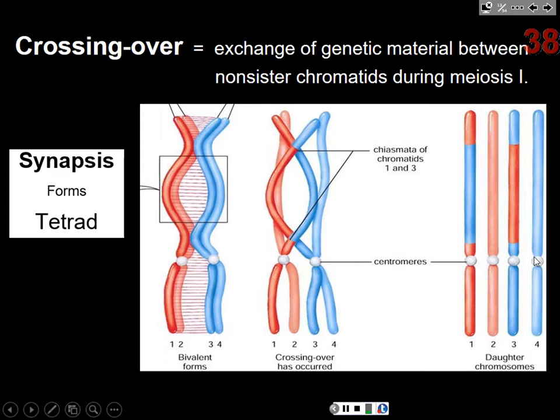So they come together, they synapse, and they break. So what has happened in this illustration is chromatid number 1 broke, but it reattached to the wrong chromatid. It actually reattached to chromatid number 3. And chromatid number 3 broke and reattached to chromatid number 1. Those are non-sister chromatids. So look at what you get here. If that happens, you get chromatid number 1 that has some of the blue in it. And you get chromatid number 3 that has some of the red in it, right?